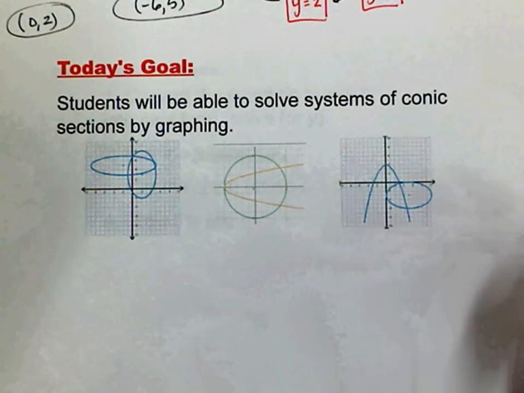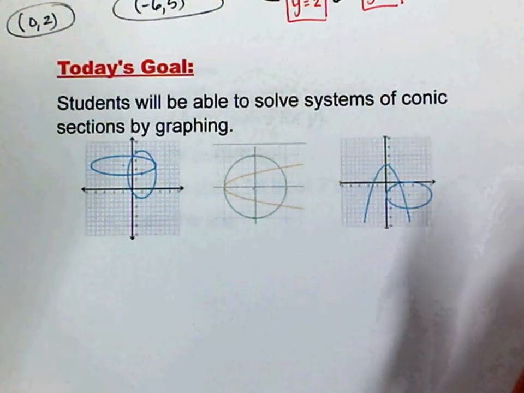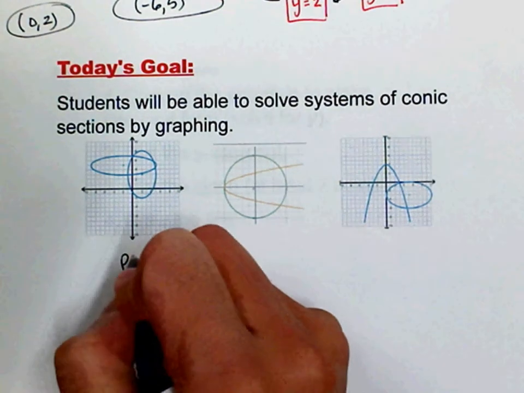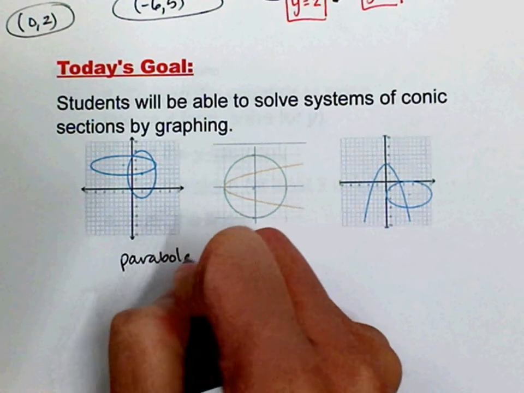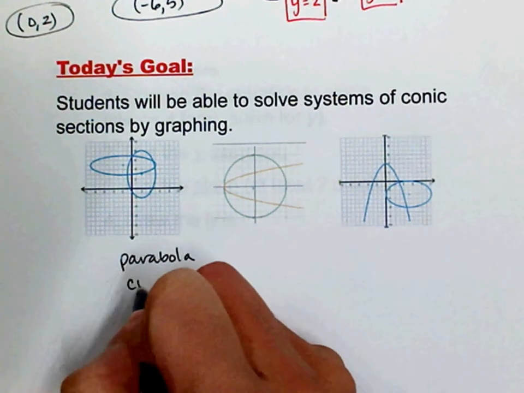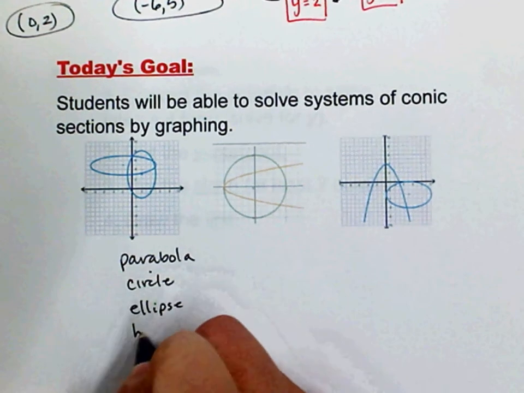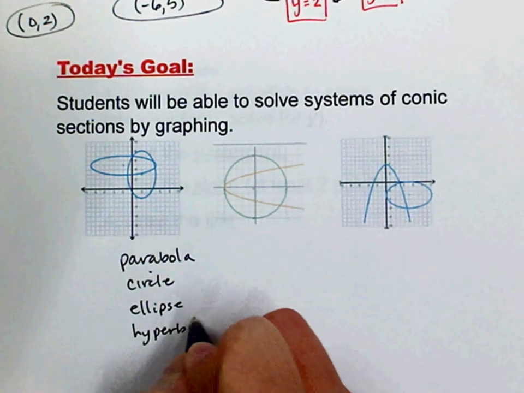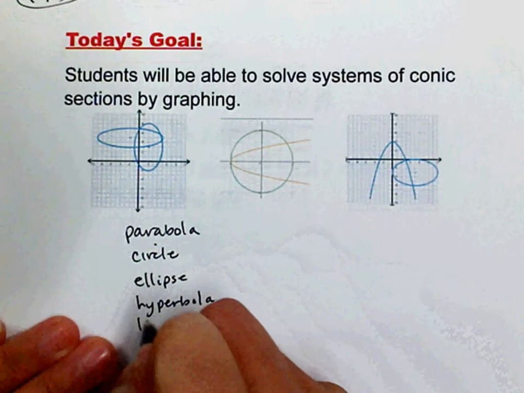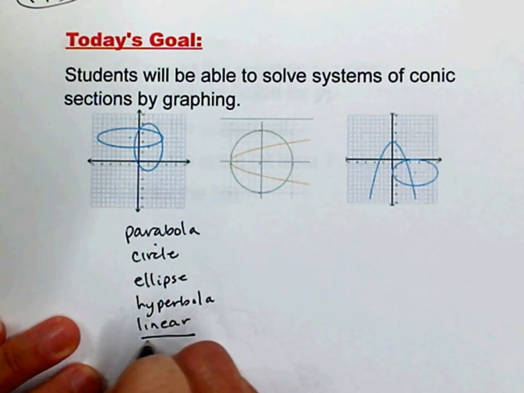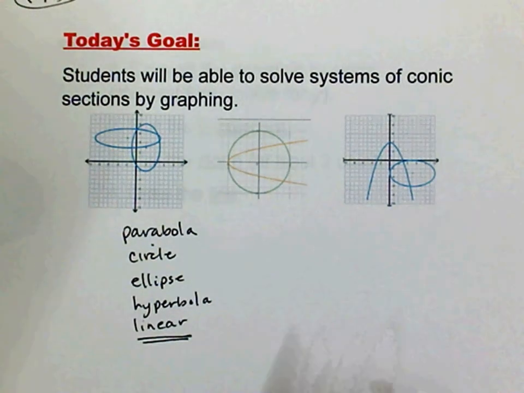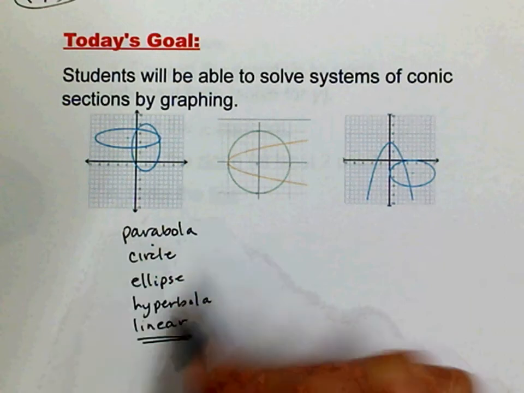So there are some things you need to remember about graphs. You can have a parabola, okay? You can have a circle. You can have an ellipse. You can have a hyperbola. And the review is the linear. Today we are going to touch on the linear. So that way for day 2, you can put them all together. All right.